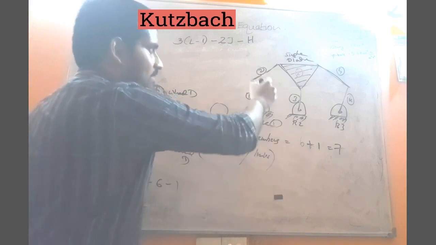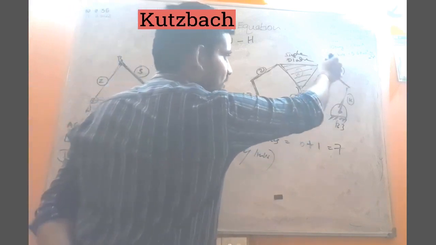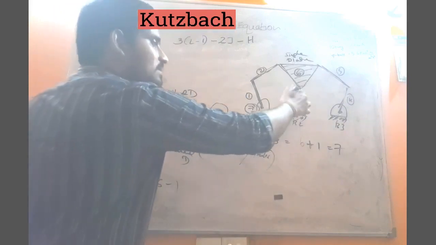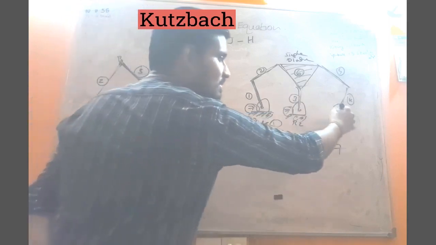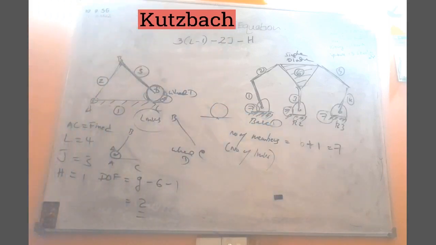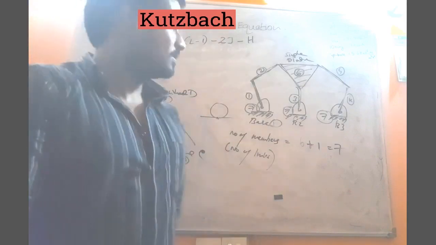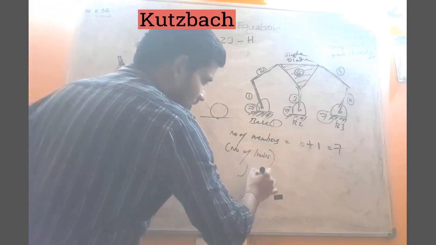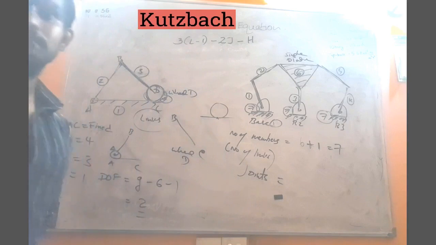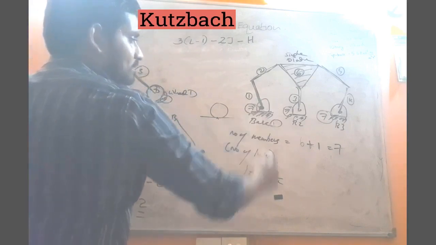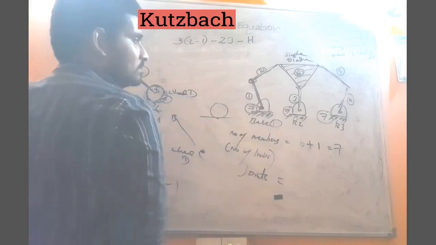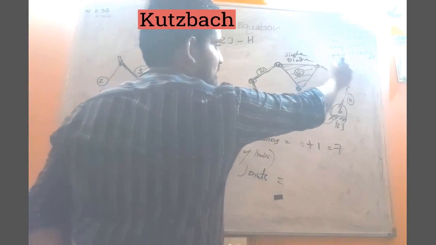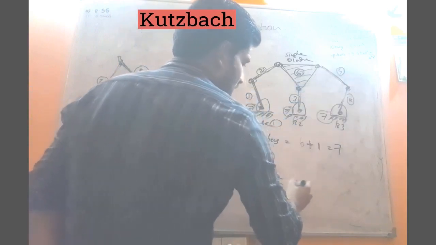That means this is the first link, second, third, fourth, fifth, sixth. What is the seventh one? This one is the seventh one. How about this one? This is also seventh. How about this one? That is also seventh, including the base. So how many links are there? 7. Then how many joints are there? One joint here, second joint, third, fourth, fifth, sixth, 7, 8. How many joints do we have?